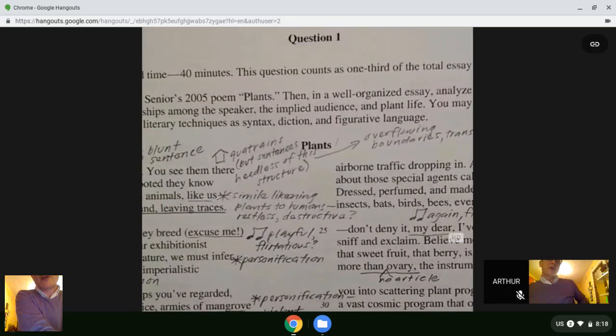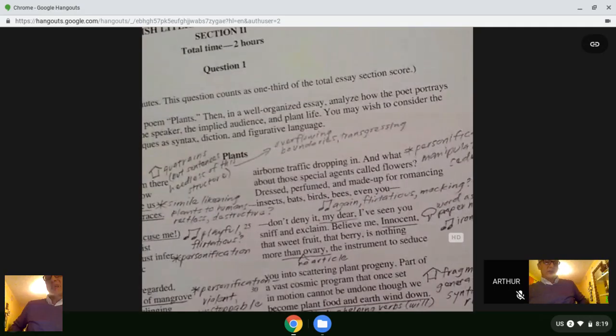Sentences are pretty heedless of the structure. They just keep on going. They're pretty much all jammed. And there's kind of an overflowing of boundaries, transgressing of whatever boundaries are there. They really don't care about boundaries. And in some ways, it actually kind of emphasizes the fact of the transgressive, restless, destructive nature of plants, again, being not unlike us, but I think both the speaker and the audience being human beings.